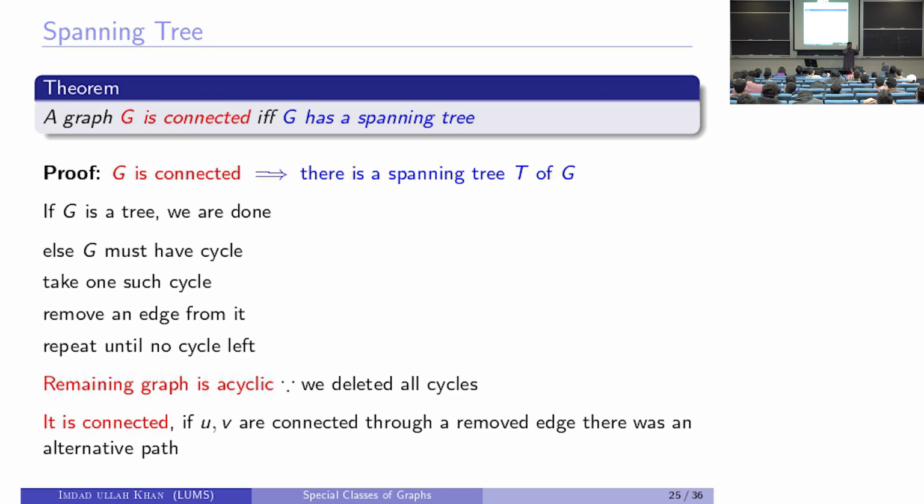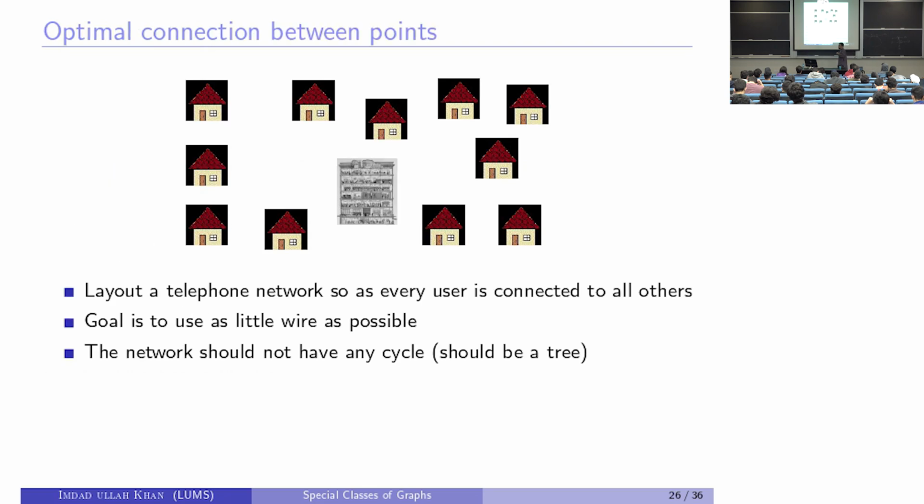Is the graph a tree now? If it's a tree, we are done. This is a spanning tree. I'm just deleting edges, not adding edges. So find a cycle, look at an edge, delete any edge you want, and you still get a connected graph. Continue doing this until you cannot find a cycle. You have a connected graph which doesn't have a cycle. What do we call it? A tree. And it must be a spanning tree, because it's on all vertices, since the whole graph is connected.